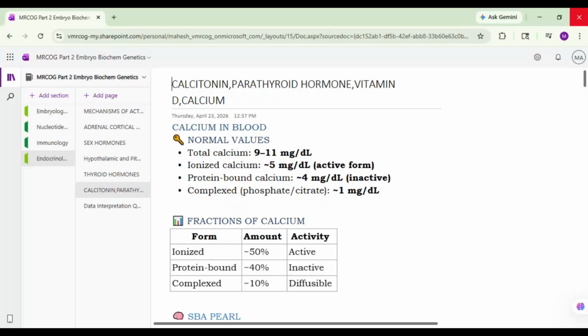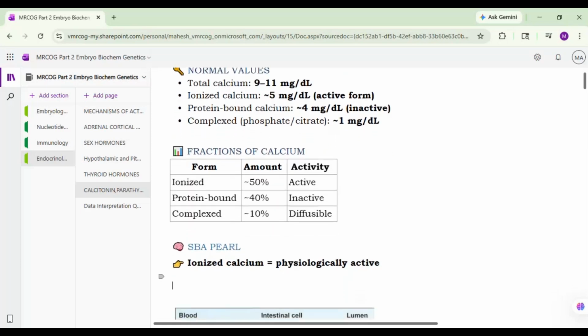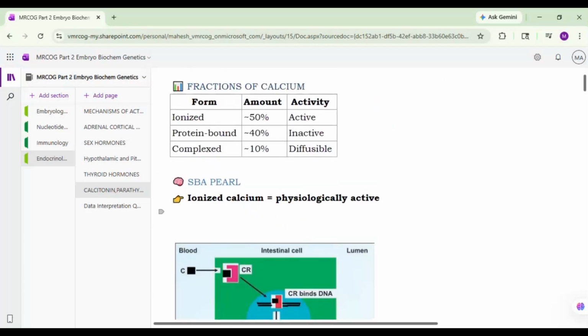So there are three forms: active, which is ionized calcium, then protein bound, which is inactive, and another which is a complex, around 1 milligram per deciliter. Ionized is around 50%, which is active, protein bound is around 40%, that is inactive, and the complex form is around 10%, but it is diffusible. From the examination point of view, you should remember that ionized calcium is the physiologically active form.